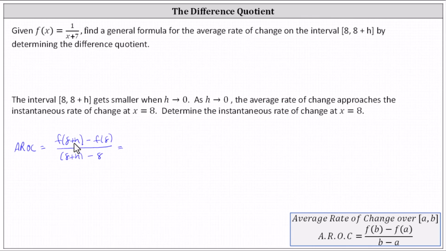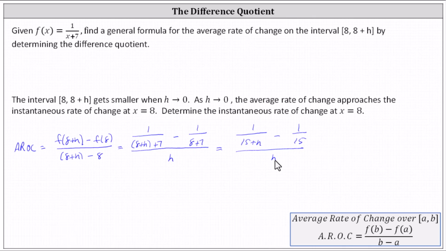And now to determine the function values, f of the quantity 8 plus h is 1 divided by the quantity 8 plus h plus 7, and then we have minus f of 8, which is 1 divided by the sum of 8 and 7. And all this is divided by the quantity 8 plus h minus 8, which simplifies to h because 8 minus 8 is equal to 0. Let's rewrite this as 1 divided by 8 plus h plus 7, which is 15 plus h, and then minus 1 divided by 8 plus 7, which is 15. All this is divided by h.